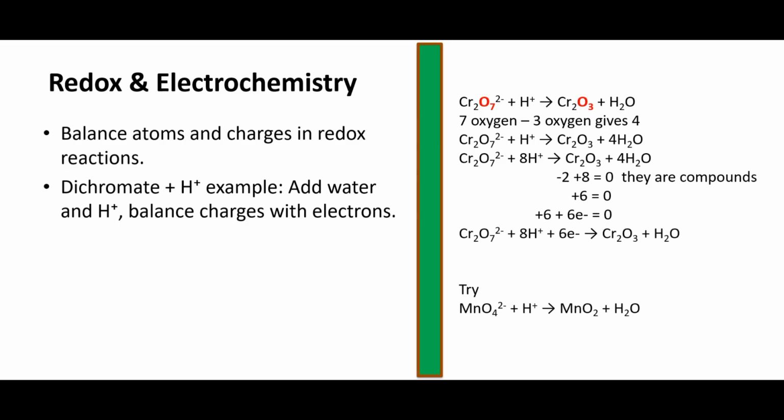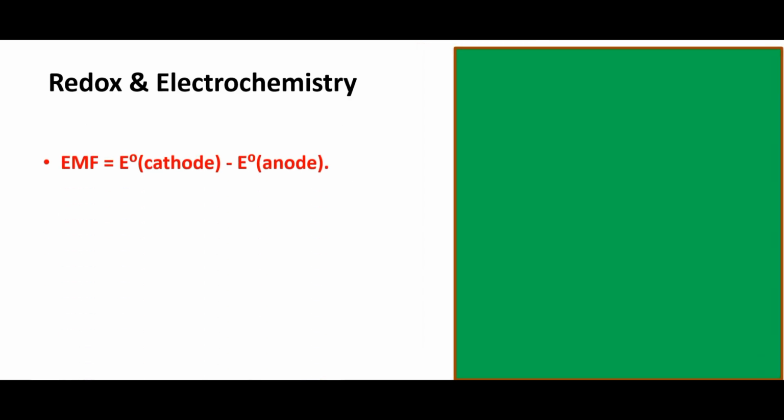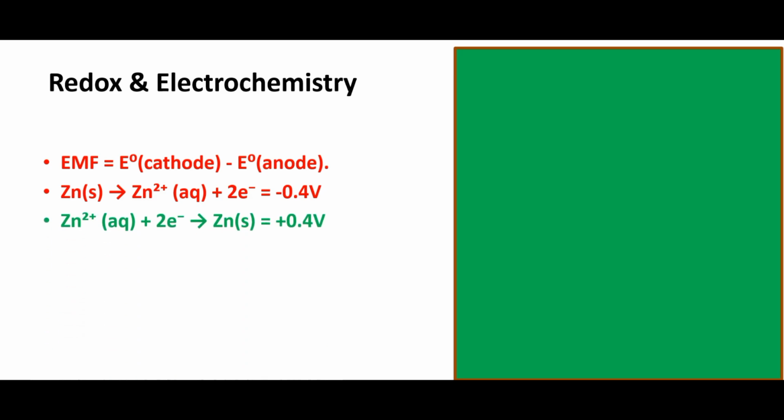In electrochemistry, chemistry meets electricity. You should confidently calculate the electromotive force, E.M.F, of cells using standard electrode potentials. Always remember, E.M.F equals E cathode minus E anode. Remember, for zinc metal yielding zinc ion, the electrode potential is the opposite of that for zinc ion to zinc. For instance, if zinc metal to zinc ion is minus 0.4, then zinc ion to zinc will be positive 0.4.